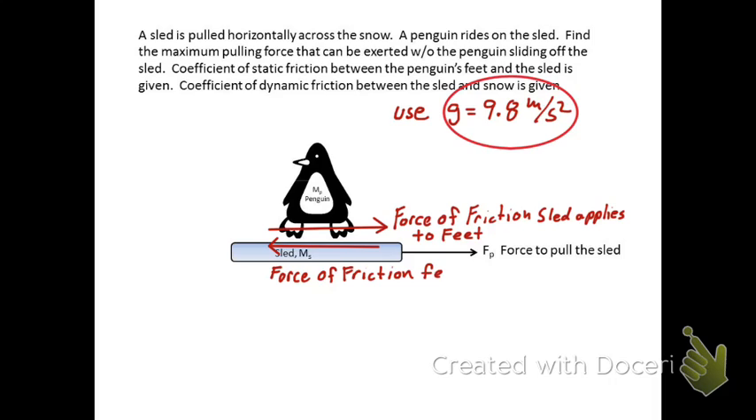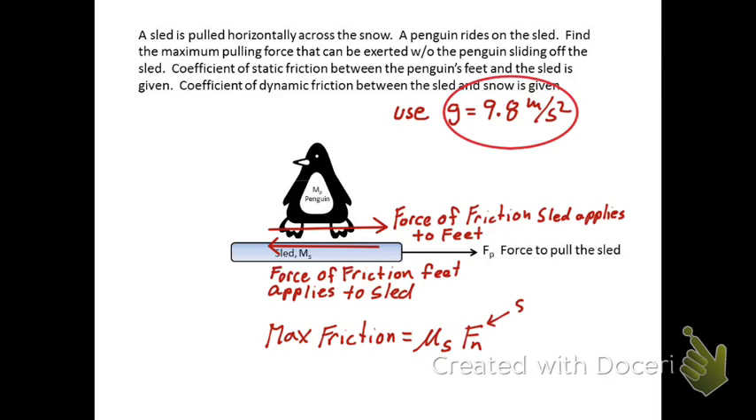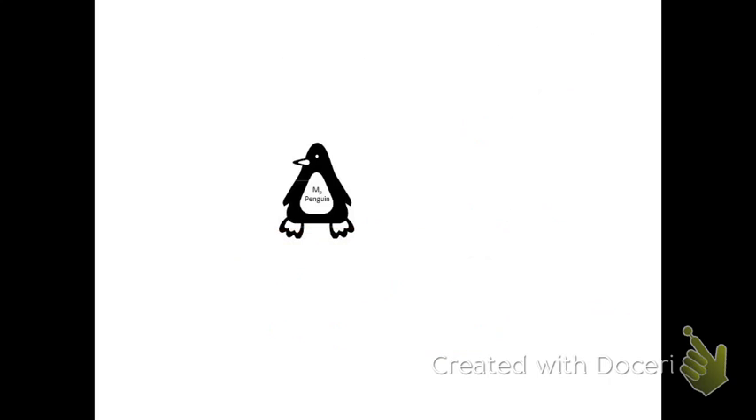That force is going to be equal and opposite to the force of friction of the penguin's feet applied to the sled. And that reaction pair is actually going to help us simplify the problem. So I'm going to look at it as a part, just the penguin, and then I'm going to look at it as a whole. Okay, I need to find out what this force is that's going to accelerate the penguin forward. And that, as we said before, is the static friction between the penguin's feet and the sled. So I'm going to need the force normal between the sled and the penguin.